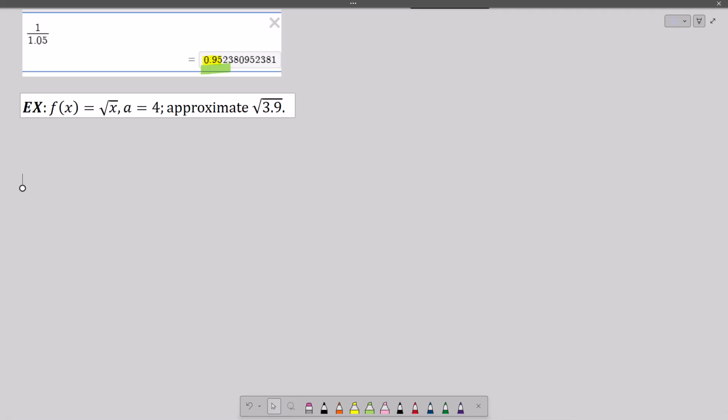So we're picking a number that's close to the number you're approximating, and that's easiest to evaluate in the function. You can plug it into the function and most easily do it. So 4 is the best perfect square that's close to that. So let's do the process again.